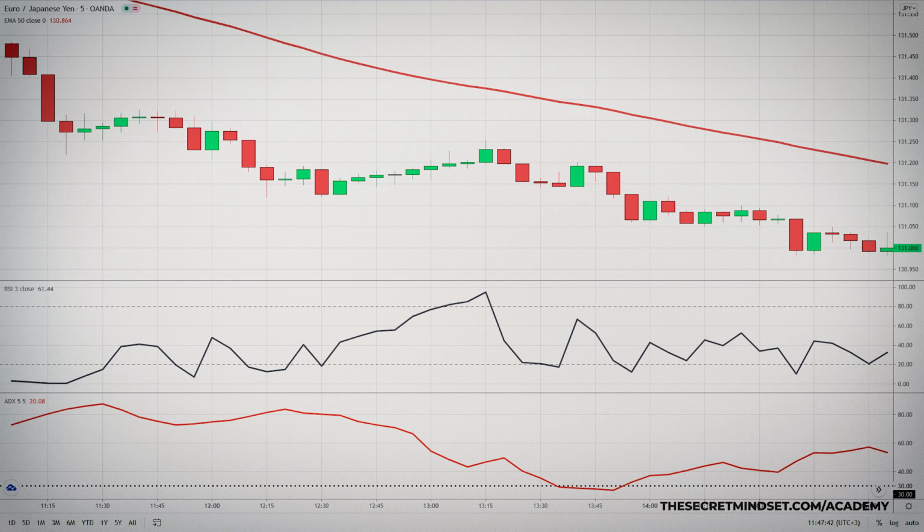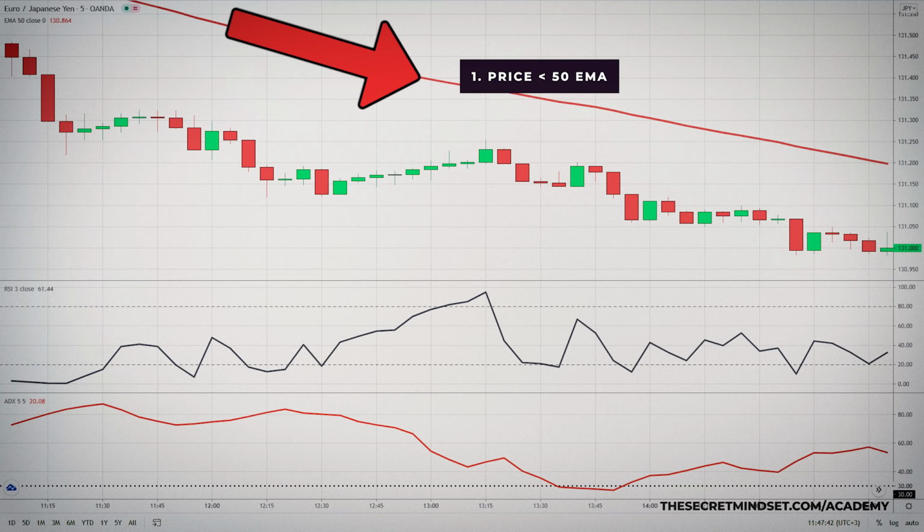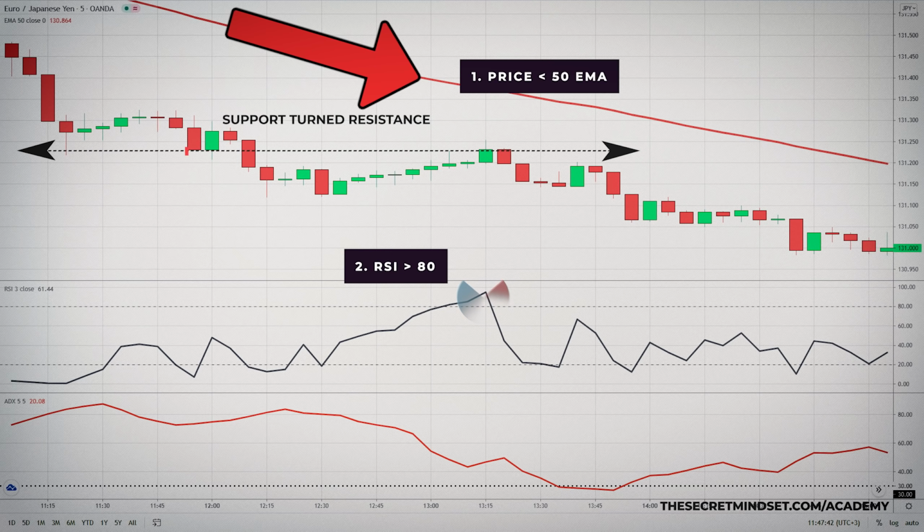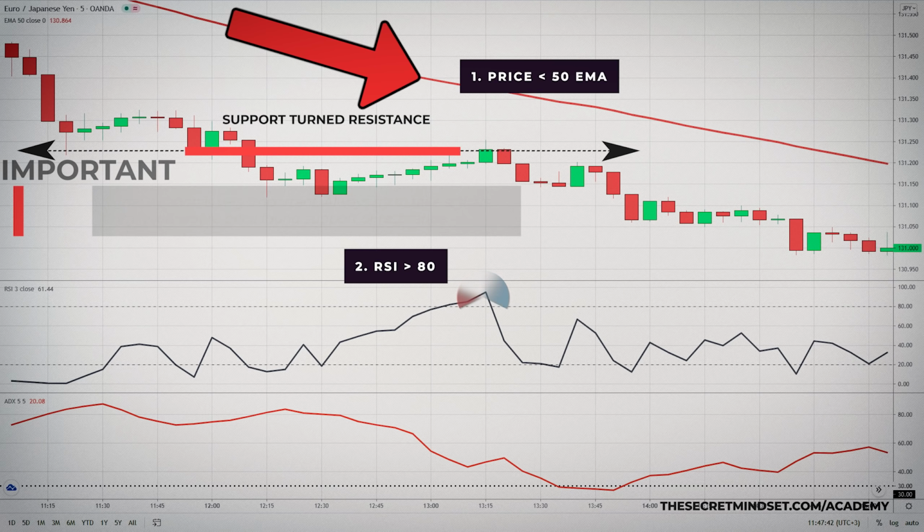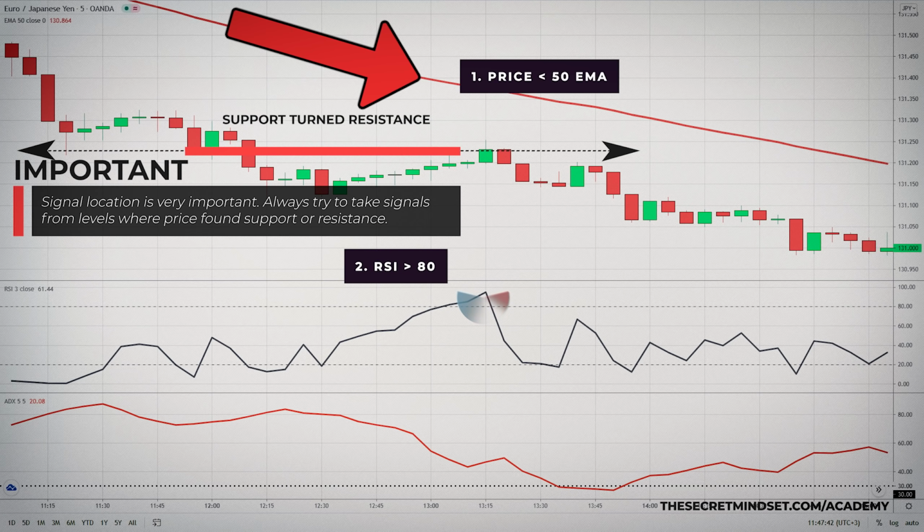In this example, a downtrend is obvious, as price is well below the 50 EMA, breaks new lows, and the moving average is sloping downward. The RSI pulls up past the 80 level, and price pulls into a former support turned potential resistance zone. Remember, even though we rely on indicators to find our signals, location is very important. Always try to take signals from levels where price found support or resistance.